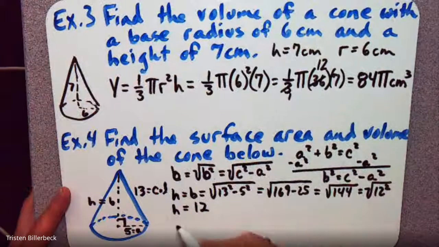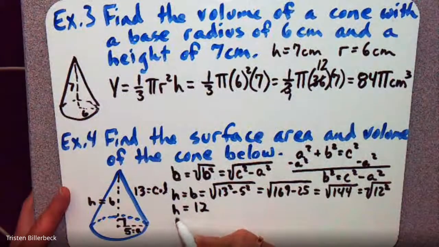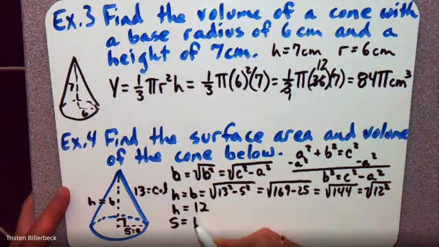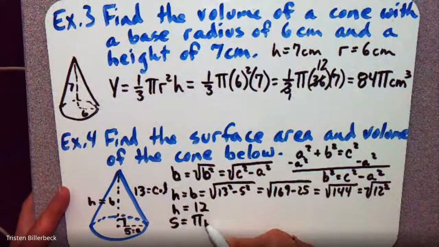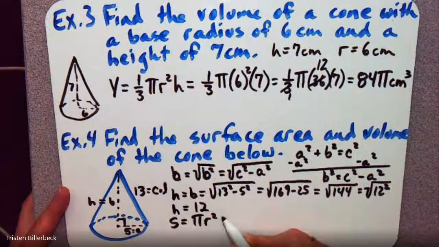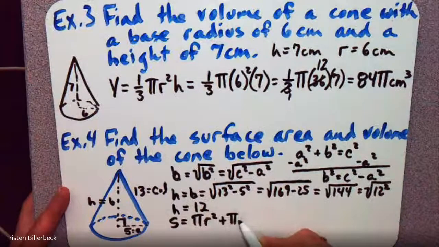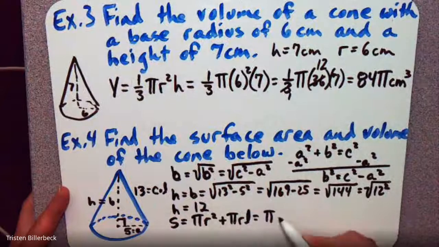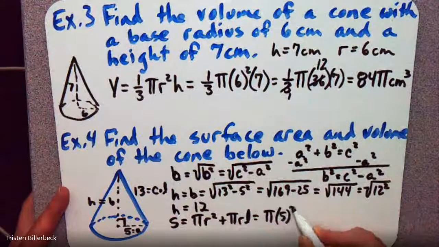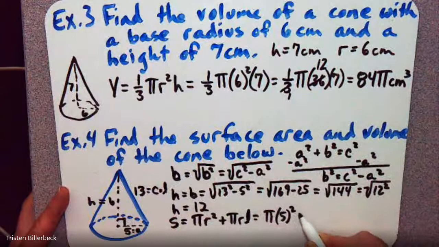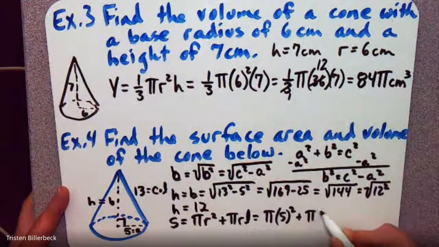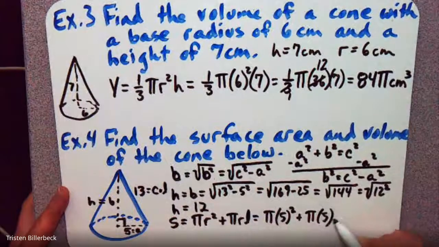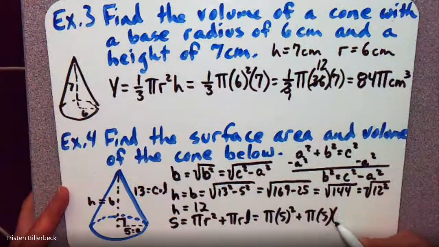So our total surface area is pi r squared plus pi r L, which will be pi times 5 squared plus pi times 5 times 13.